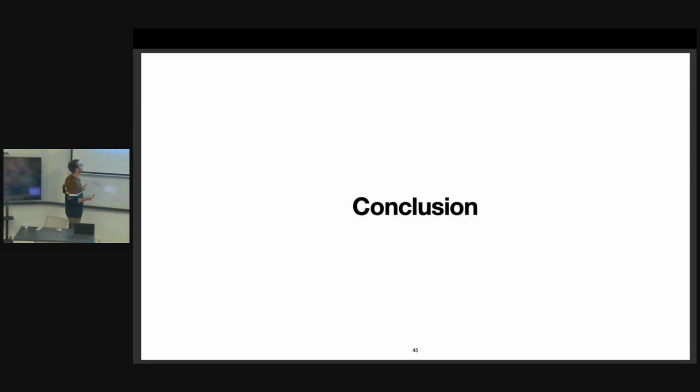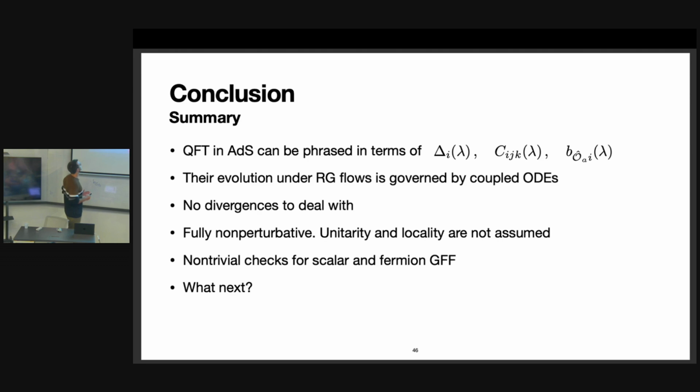Okay, so these were the checks. Of course, the first thing you want to do is to then check interacting flows. But for now, it seems that this idea works. Once you have these differential equations, there are no divergences to deal with. It's non-perturbative. We don't assume unitarity and locality, actually. And there are some non-trivial checks also for fermion GFF.